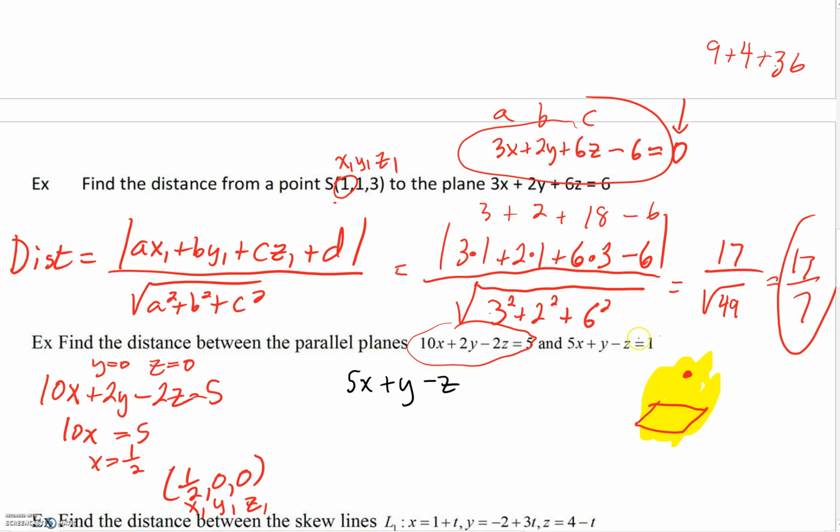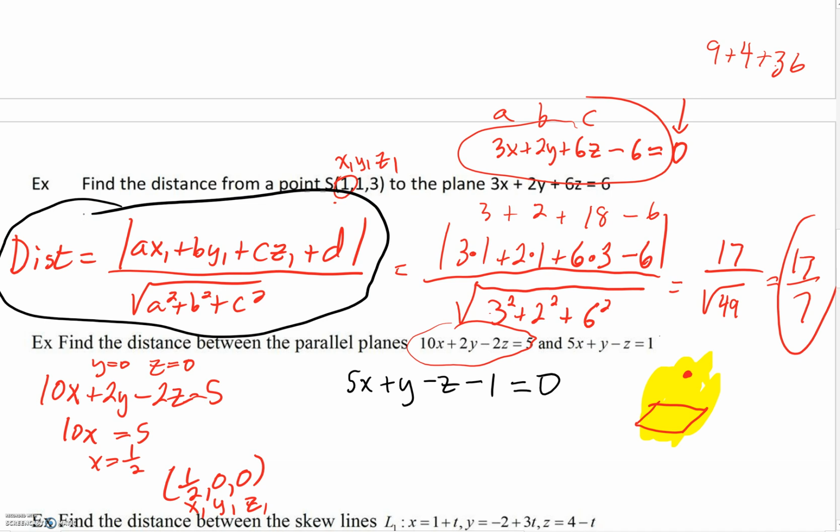Take a look at the second equation of the plane here. I'm going to minus a 1. We're going to reuse this distance from a point to the plane here. Here your A is 5, your B is 1, your C is going to be -1. And I'm going to take the absolute value of 5 times 1/2 plus 1 times 0 minus 1 times 0 minus 1 in this absolute value.